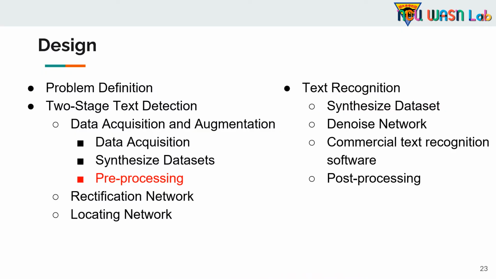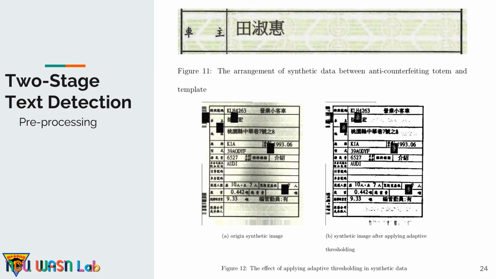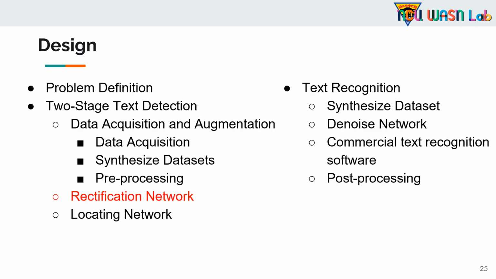And let's talk about how to solve the problem of overfitting. Because the anti-counterfeiting totem of the synthetic fake data is the same as the arrangement of the license frame, the model cannot generalize well to real data. So we use the threshold binarization method to remove the anti-counterfeiting totem in the background.